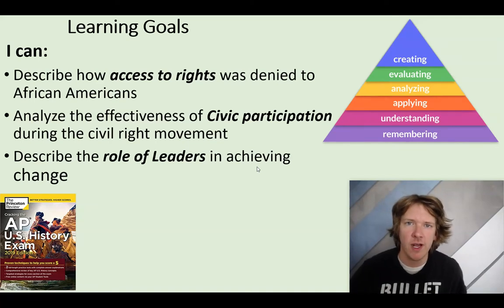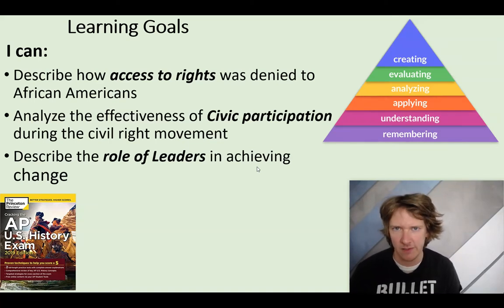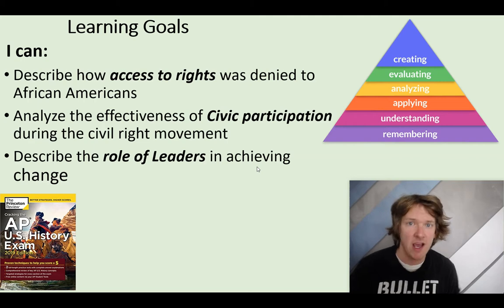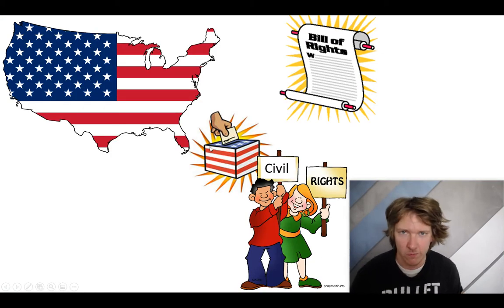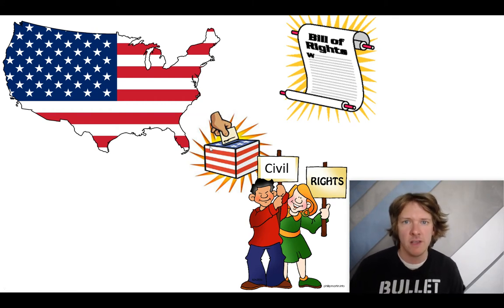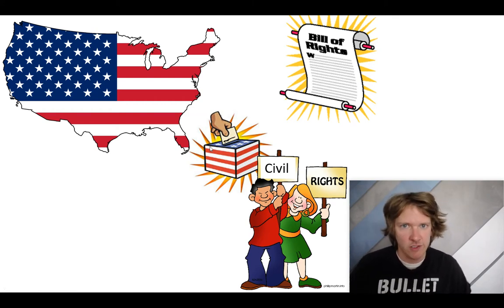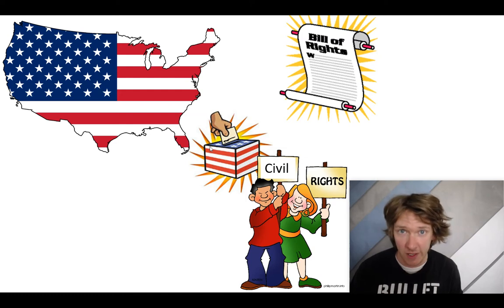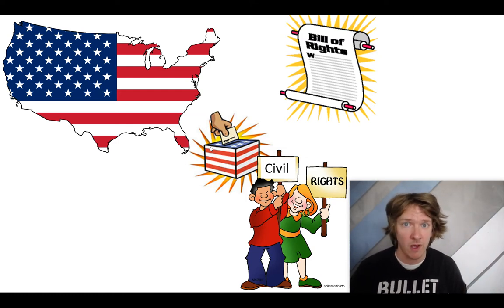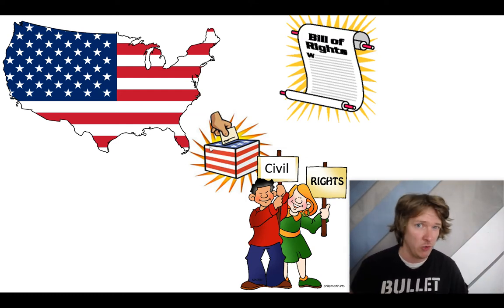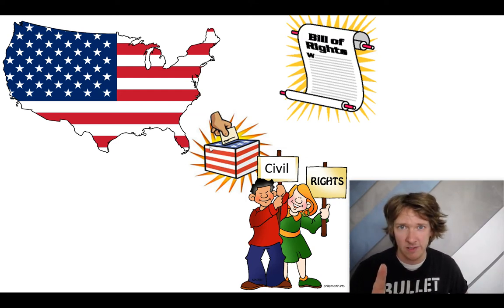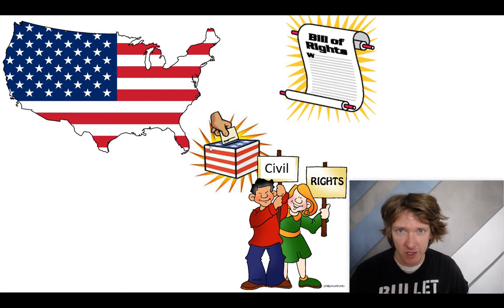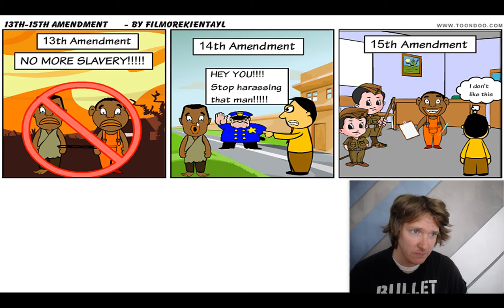Unit 9, Civil Rights. Let's talk about access to rights and civic participation and the role of leaders in achieving change. Civil rights, what are they? Simply the rights of a citizen. Your rights in the Bill of Rights, your rights guaranteed by the Declaration of Independence. The reason we created a government. The government has one job. All the other stuff that we're used to the government doing, really not their job. The only job the government has is to protect our rights. Unfortunately, throughout history, the government has not protected the rights of some of our citizens.